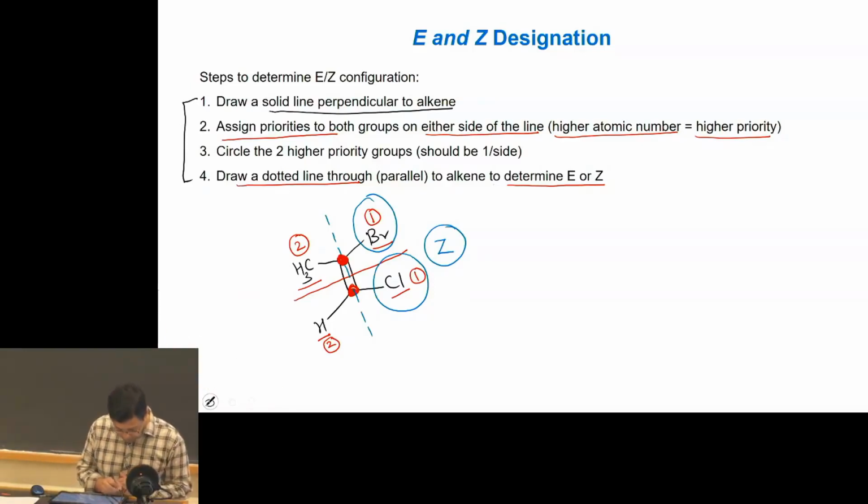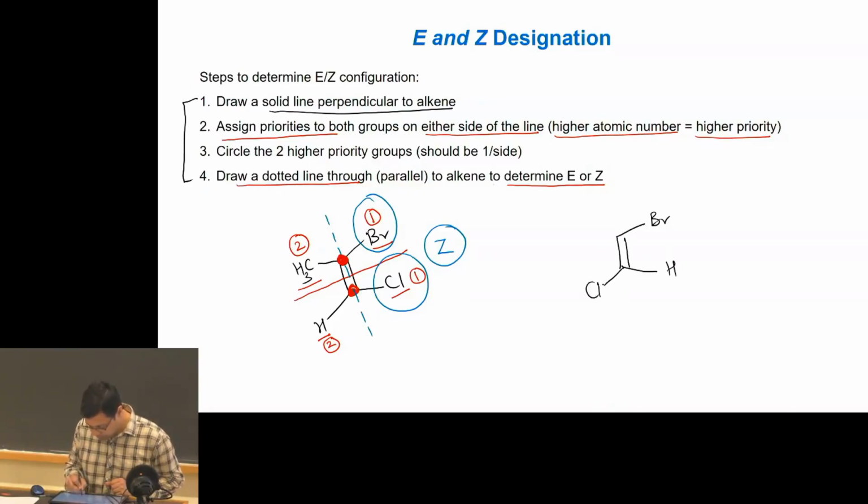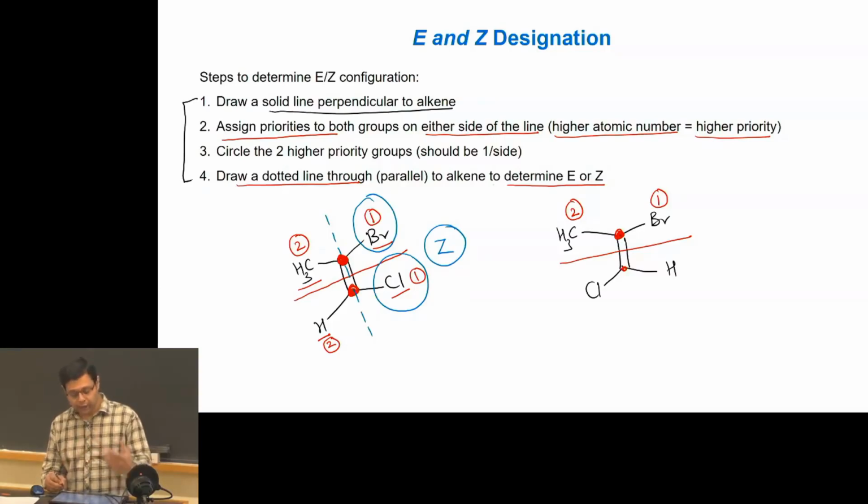Let's take another example. First step, draw a perpendicular line to the double bond. At each carbon, assign priorities. So for this carbon, bromine gets priority 1, CH3 gets priority 2. Bromine has higher atomic number than CH3. For this carbon, chlorine gets priority 1, hydrogen gets priority 2.